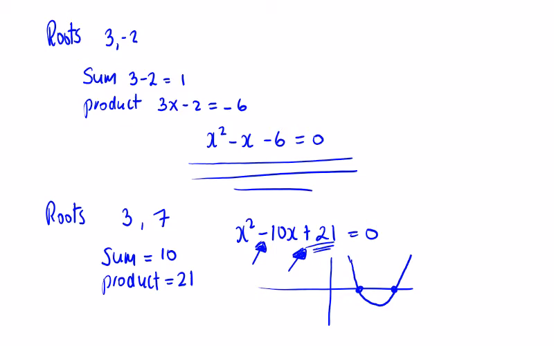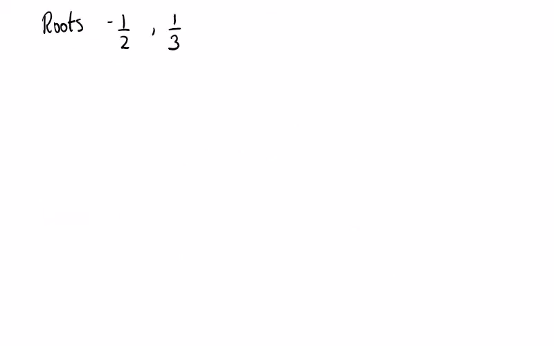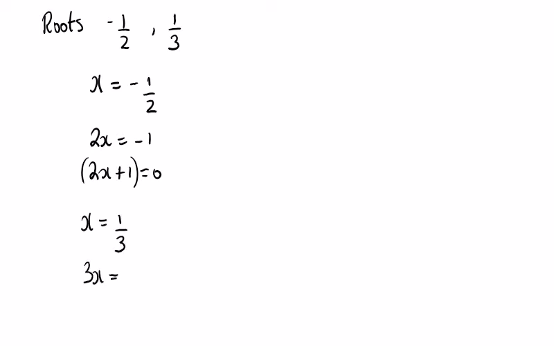The only times these can change is when we have a fraction as one of the roots. So let's have a look and see when we have a fraction. So the roots are minus a half and a third. Well, let's start it like this. Let's write out what the roots are. x is equal to minus 1 over 2. Now, if we simplify this, we're going to get 2x is equal to minus 1. So 2x plus 1 is equal to 0. And that's one of the factors. Then we get x is equal to 1 over 3. So 3x is equal to 1. 3x minus 1 is equal to 0. So these are my factors.